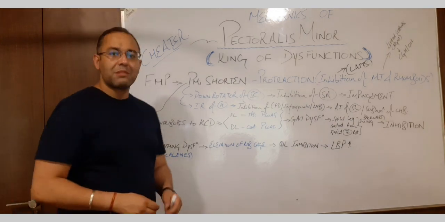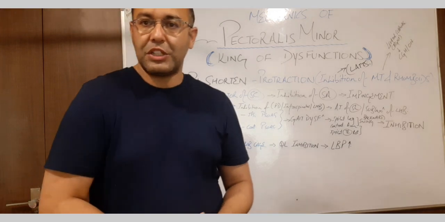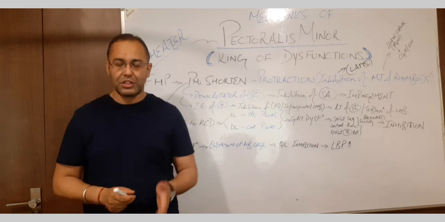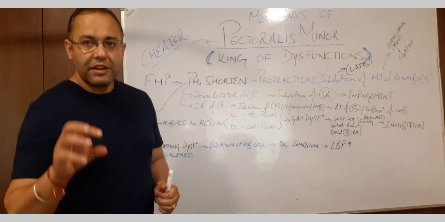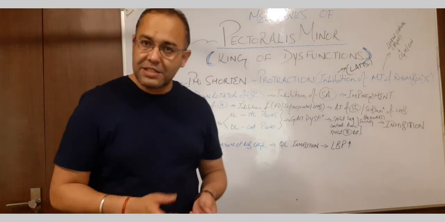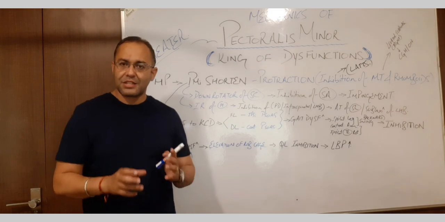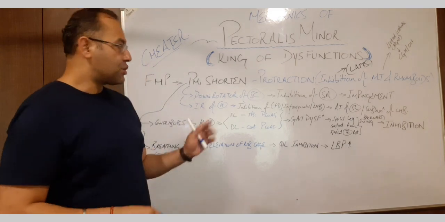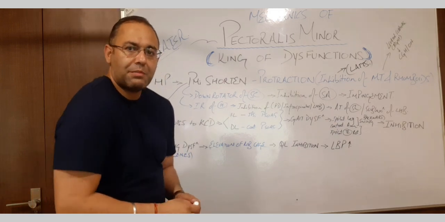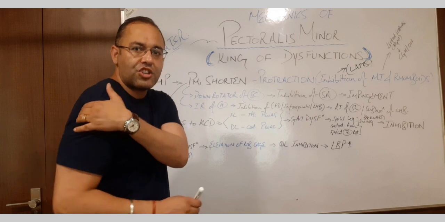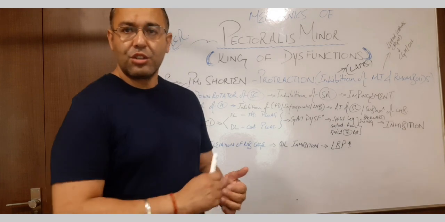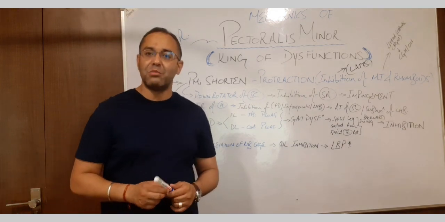The third function of the pec minor is that it is an internal rotator of the humerus. So when it gets tightened, it inhibits the external rotators of the humerus. External rotators are the infraspinatus, your posterior deltoid, and your long head of biceps. So these external rotators will get inhibited, and if the posterior deltoid is inhibited, what is going to happen? The patient will develop rounded shoulders, and shoulder extension will be less because the posterior deltoid is a shoulder extensor. So shoulder extension will become a little more inhibited.